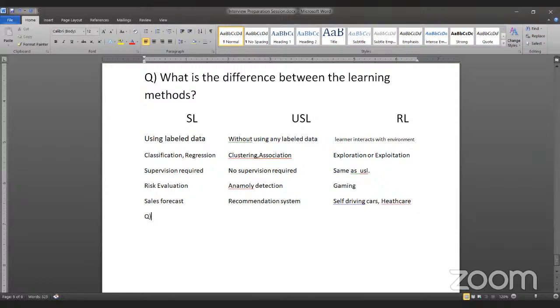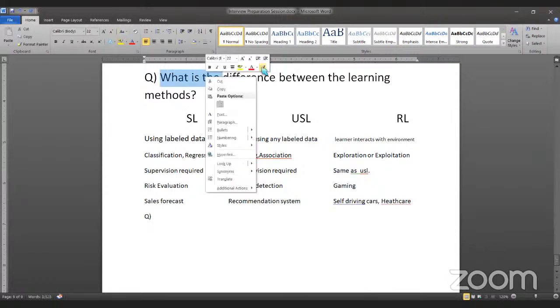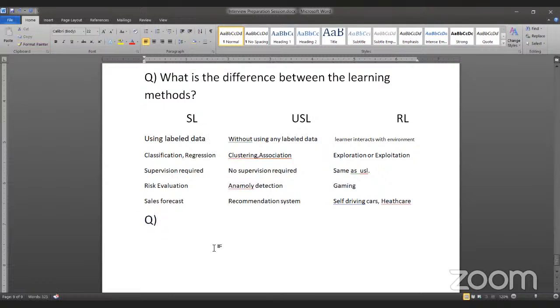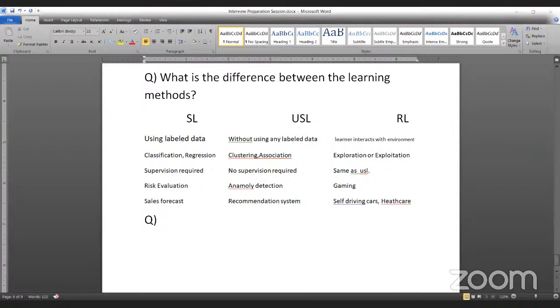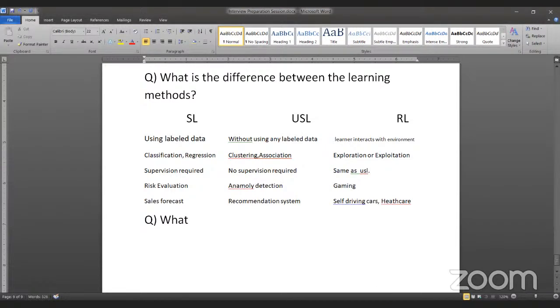So coming to the next question. What is supervised learning, and what are the types of supervised learning? We also need to find that.